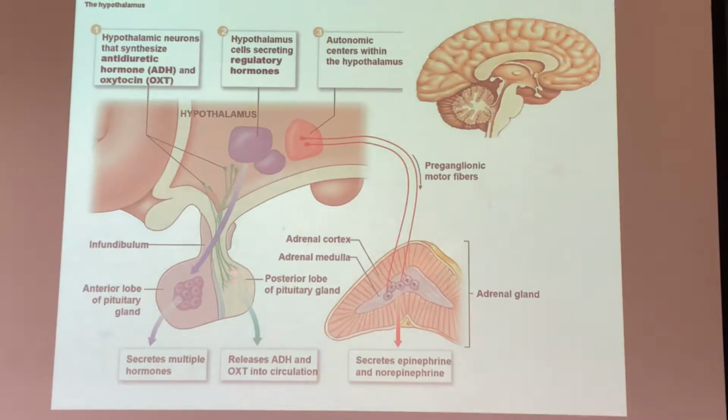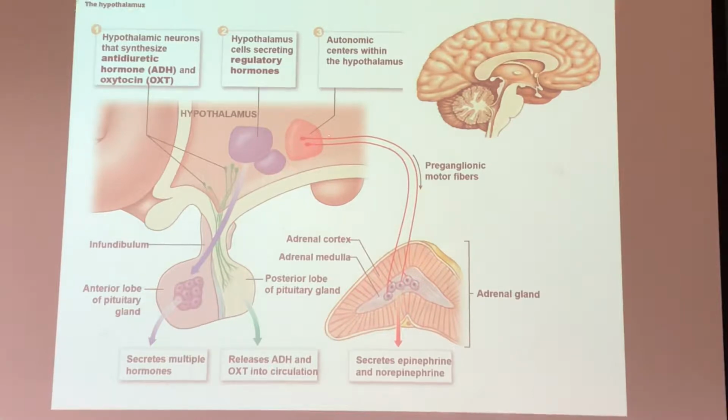Here, for example, this is the anterior lobe of the pituitary gland, and this is the posterior lobe of the pituitary gland. The purple ones are released by the anterior lobe of the pituitary, which secretes multiple hormones, and we will talk about this. While the green ones are from the hypothalamic neurons. These bulgings are basically part of the neuron, and they release ADH and oxytocin into the circulation.